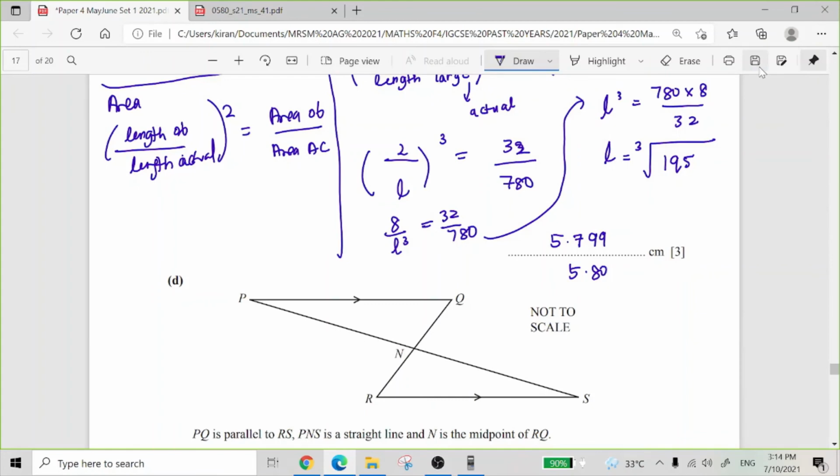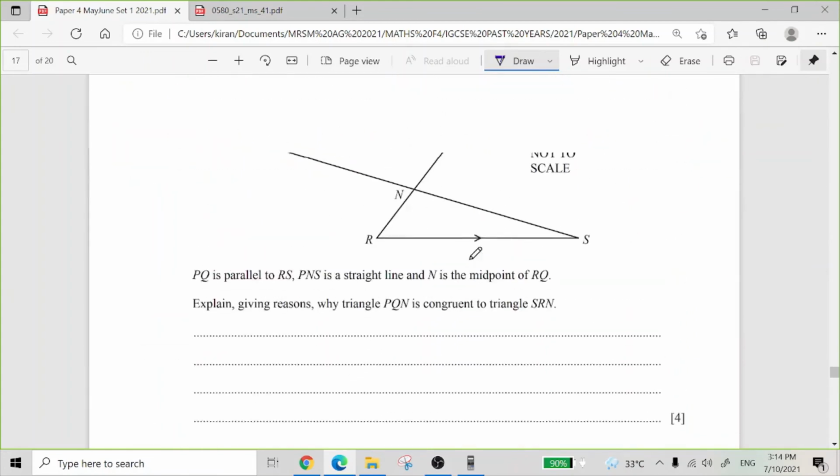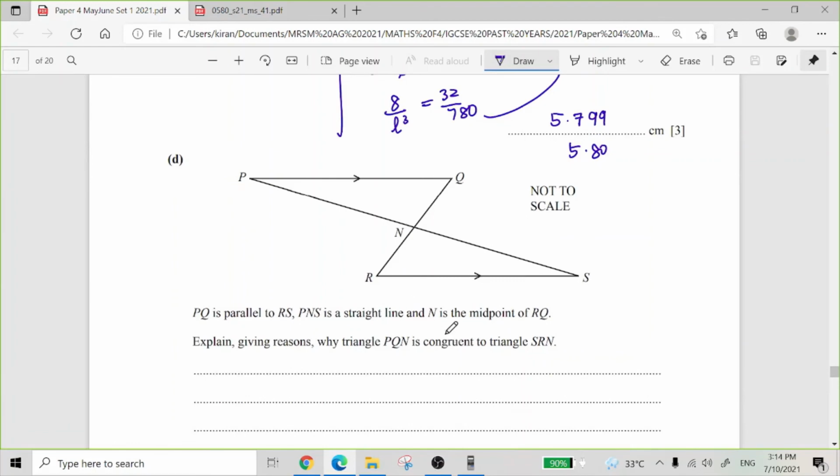Okay, go to question D. PQ is parallel to RS. Okay, PQ parallel to RS, and P and S is a straight line. Okay, and N is the midpoint of RQ. Explain, giving reason, why triangle PQN is congruent to triangle SRN.